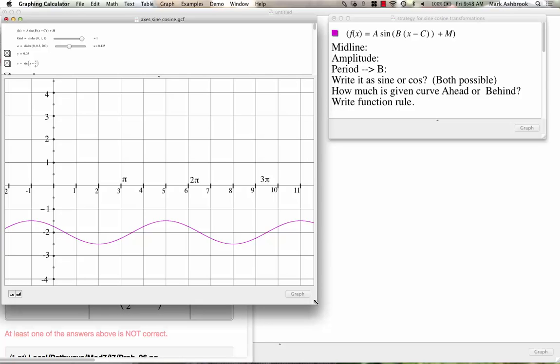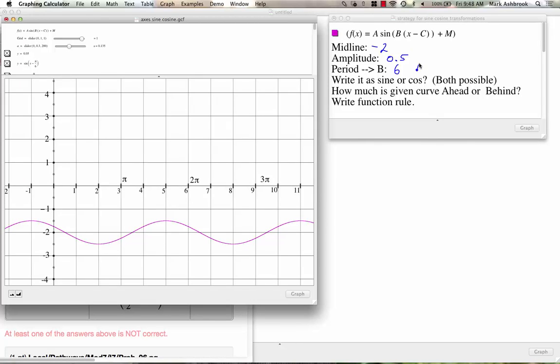Okay, Derek, you're up. Midline. -2. Amplitude. 0.5. Period. No, the period. I want the period. Period is, so if we could start here from 2, when does it return to there? 8. So the period is 6. Okay, so the period is 6.